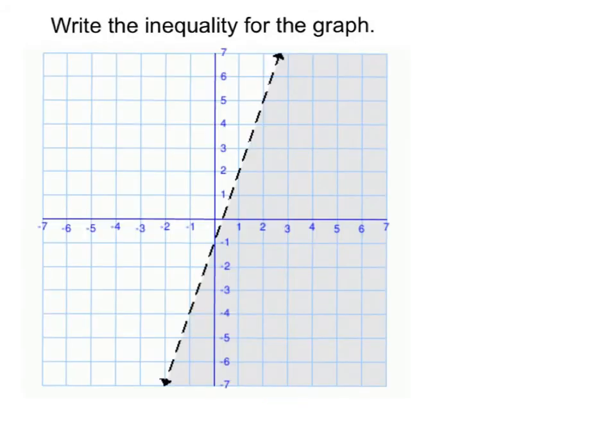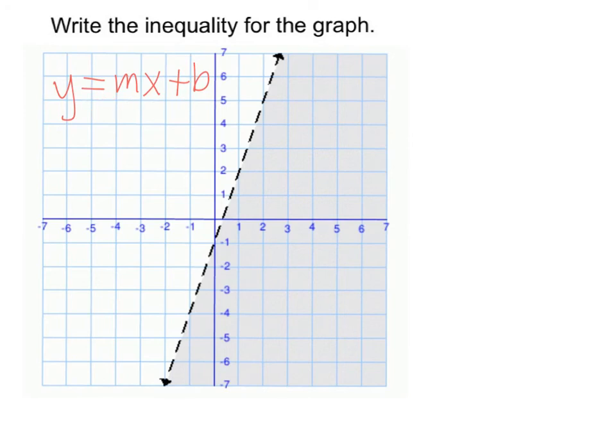Okay, so we're finding the inequality for the graph. So first thing I'm going to look at is writing the equation of the line. So we need our slope and we need our y-intercept. It's going to be in this form, except we're going to have an inequality instead of an equal sign here.